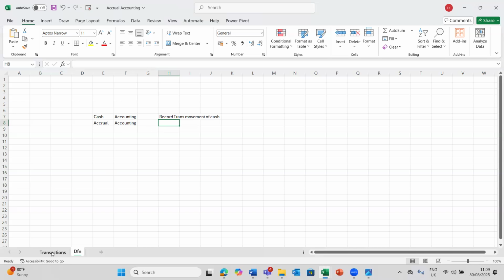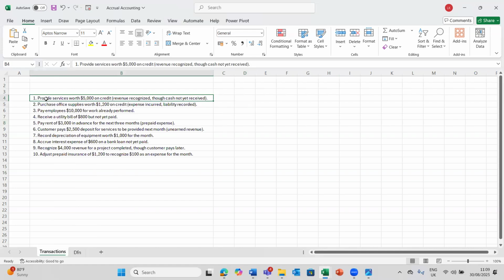So here are the examples. For instance, we provide services of 5,000 on credit. Here we have provided the services on credit, so revenue will be recognized though cash has not yet been received. But under cash accounting, you don't do anything. Here again, you purchase office supplies of 1,200 on credit. You record the expense and the liability is also recorded. But under cash accounting, you don't do that.